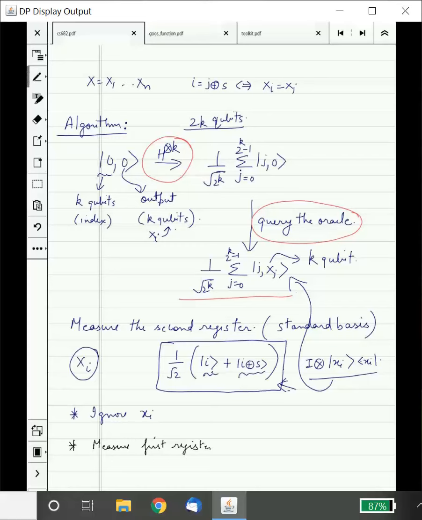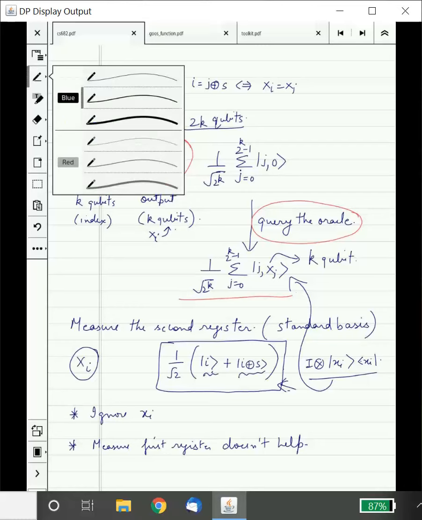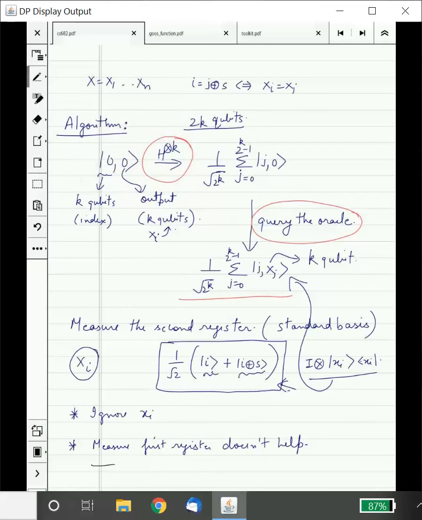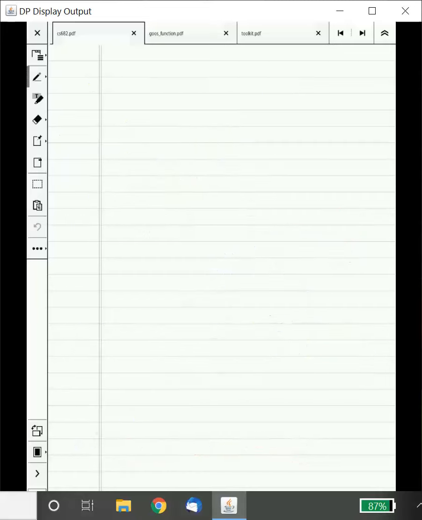Because then I will lose this dependence. I will get either i or i plus S. I don't know which one it is, and I lose all the information. That should not work. Now what we are going to do is what we know. We are going to do a Fourier transform.